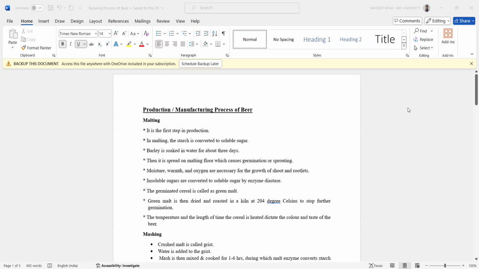Green malt is then dried and roasted in a kiln at 204 degrees Celsius to stop further germination. The temperature and the length of time the cereal is heated dictate the color and taste of the beer.